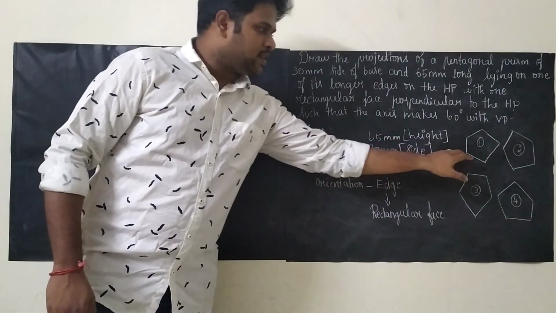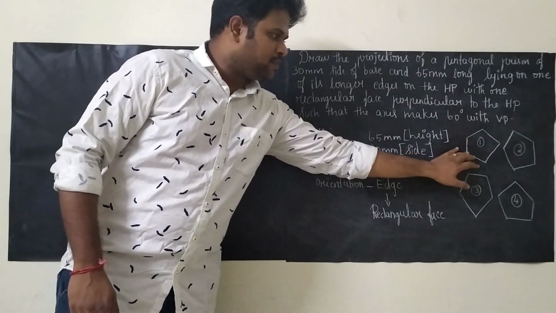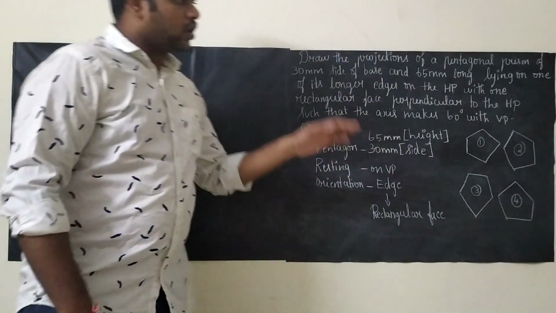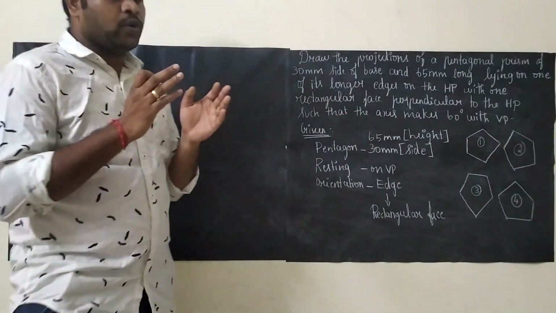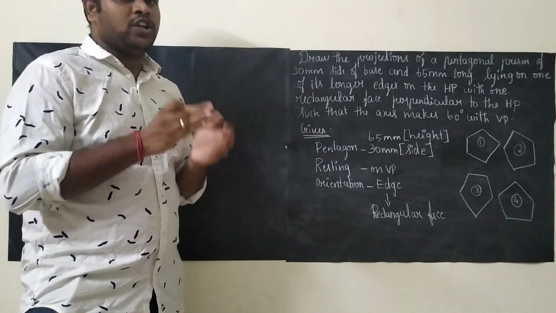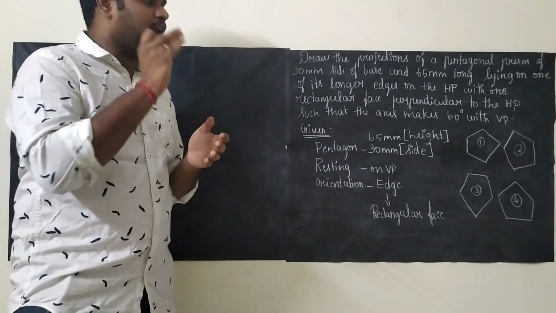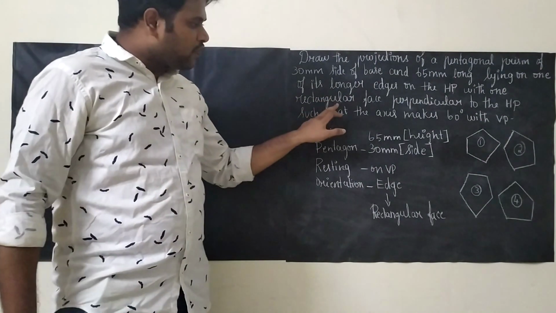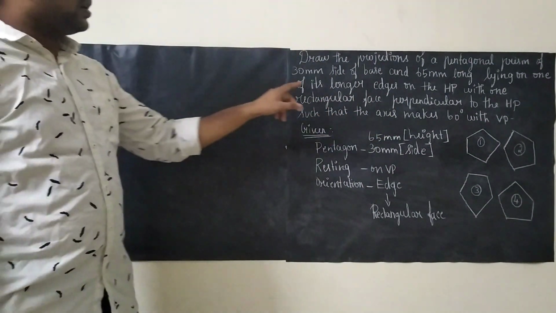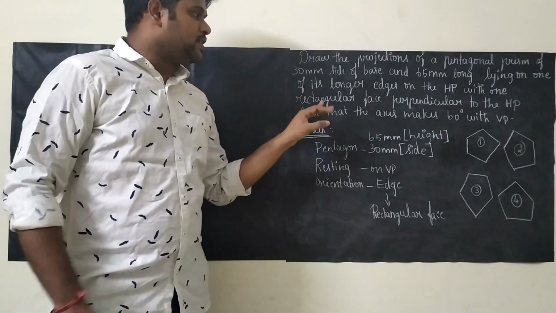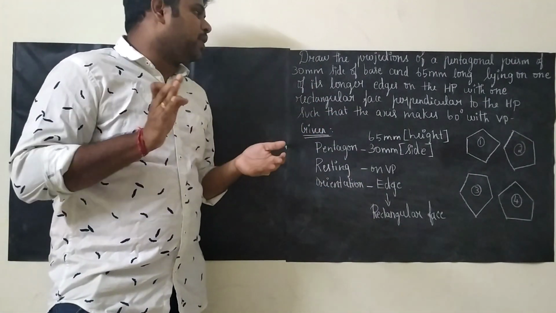Consider this as a pentagon. This is the base and this one will be the corner. One of the longer edges will be lying on HP, so in whatever diagram we draw, one of the longer edges should be touching the XY line, lying on HP, with one of its rectangular faces perpendicular to HP. So they are telling two things. One is the longer edge lying on HP, and the second thing is the rectangular face should be perpendicular.